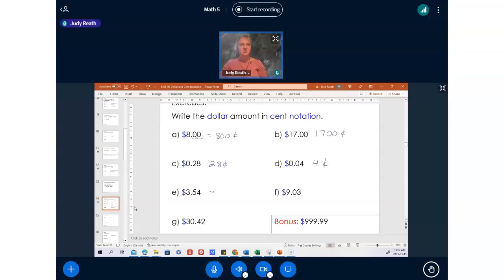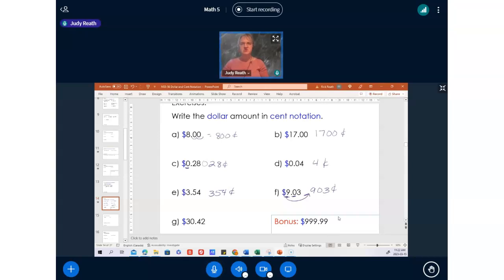E, we have 354 cents. And now be careful because now we have 903 cents, right? You can't miss that 0 in between when we have something in the dollars space, okay? Here, because we had $0, we didn't need to put the 0 in front. That would look silly to put 028, right? But because we have something in the dollars space here, we have to make sure that we put that in our answer as well, okay?